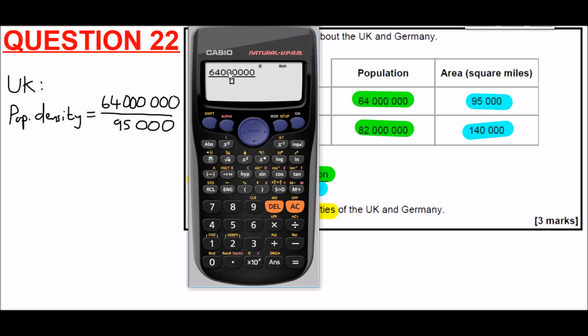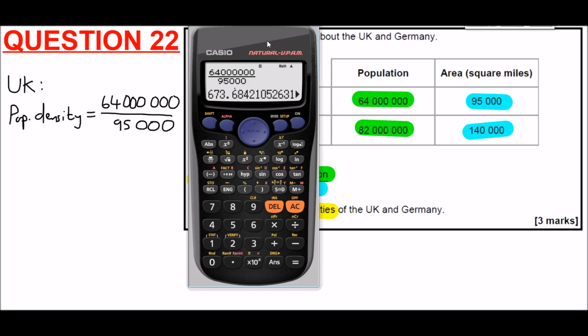So 64 million all over 95,000. Press equals. And you'd get a number which is 673 point something. It's up to you what you round it to, as long as you're rounding sensibly. You could round it to 673.7, or you could round it to 674 to the nearest whole number. It doesn't matter as long as your rounding is still maintaining accuracy. If in doubt, just write down what your calculator tells you.